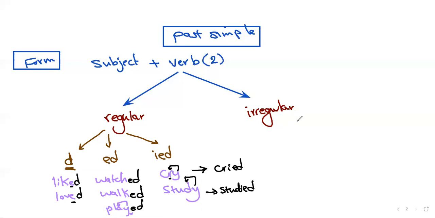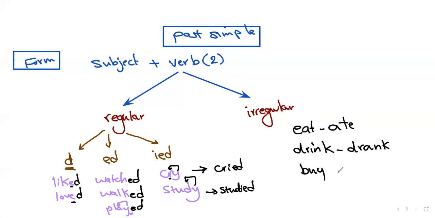And for the irregular verbs, you have no choice, just to study these verbs by heart. For example, we have eat, ate, we have drink, drank, we have buy, bought, we have put, it's the same, cut, and so on. Okay, so these are the irregular verbs.